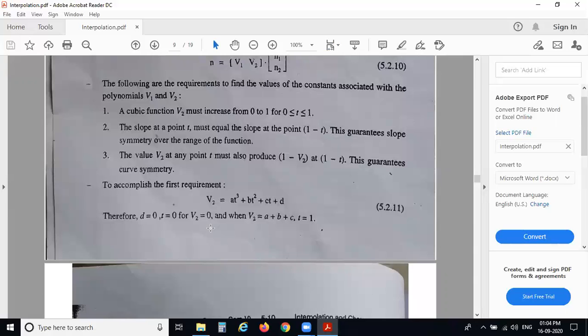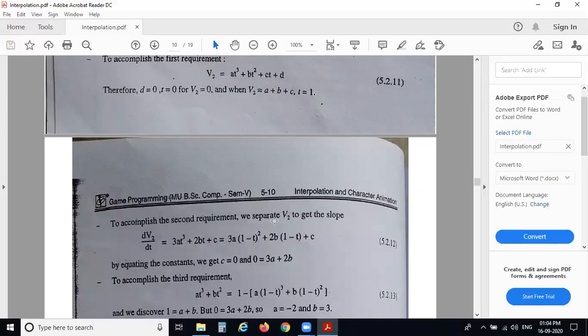And when that values are put in the equation, then the equation of v2 is equal to a plus b plus c, where t is equal to 1. Okay, याच्यामध्ये जेव्हा t ची व्हॅल्यू 1 असेल तेव्हा हे इक्वेशन येणार आहे, v2 is equal to a plus b plus c. And when the value of d is equal to 0 and t is equal to 0, then the value of v2 is equal to 0. ओके, या इक्वेशन मध्ये जर v2 सॉरी d आणि t ची व्हॅल्यू 0 पुटअप केली तर हे इक्वेशन 0 येणार आहे. That is the values come between 0 and 1. Okay, so this is the first requirement.